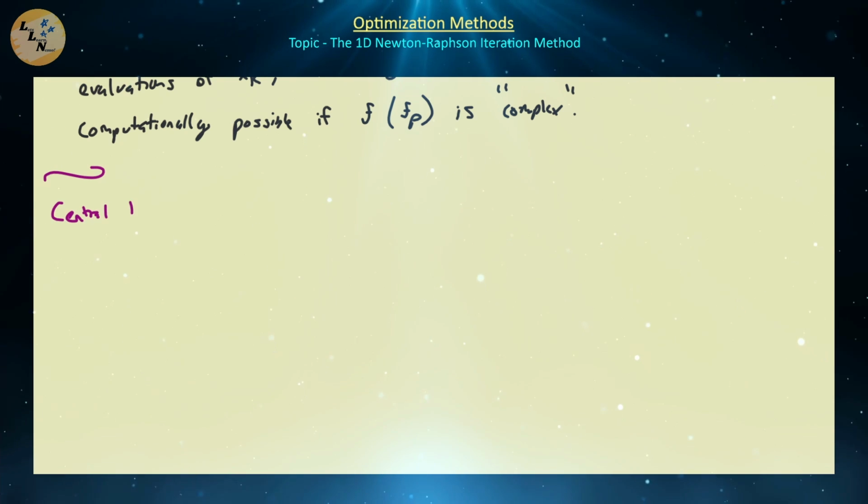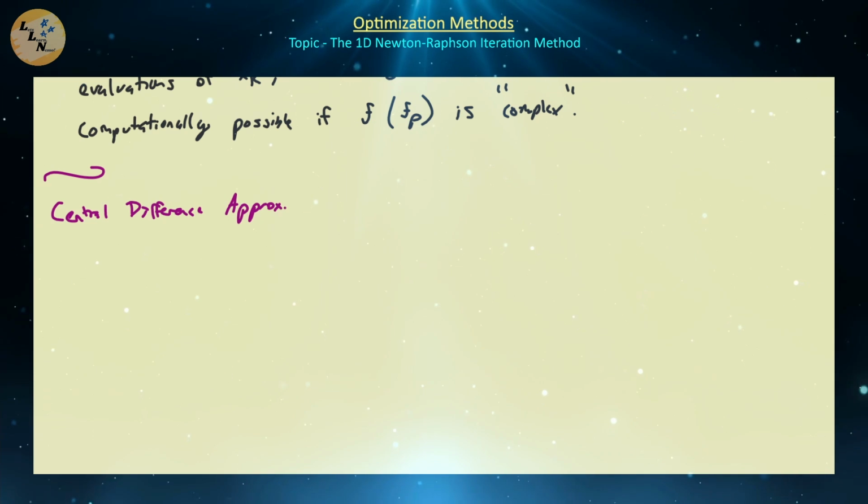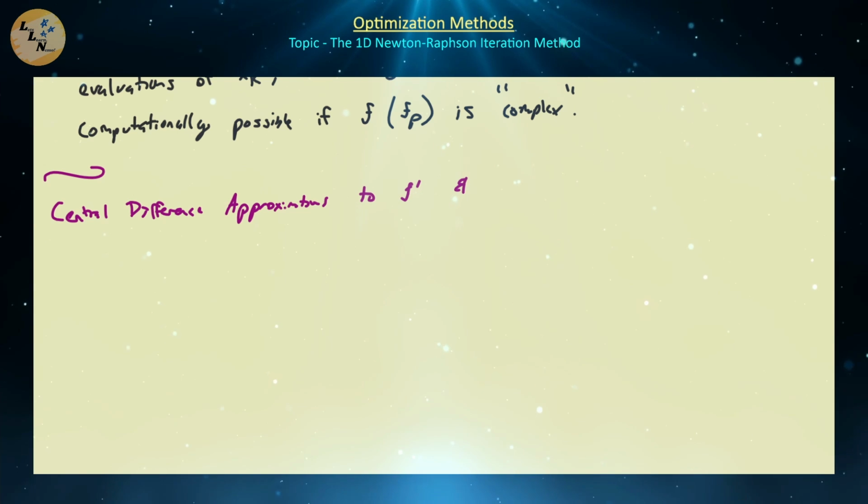Central difference approximations to f prime and f double prime, just in case you are not already aware of that. Typically the forward difference approximation is what is taught in a calculus course: f of x plus h minus f of x over h, where h tends to 0, and the approximation form is where we make h really close to 0 but not tending to 0.